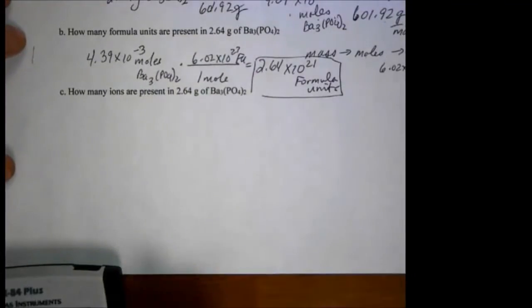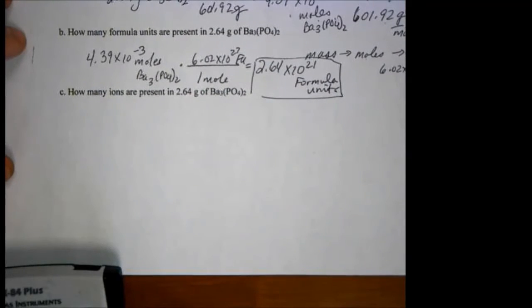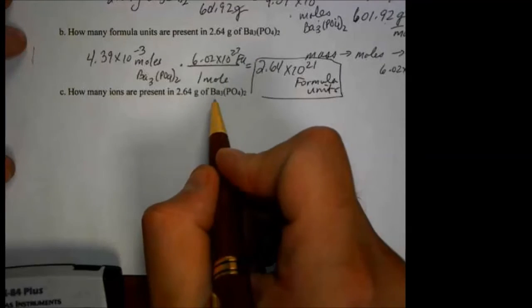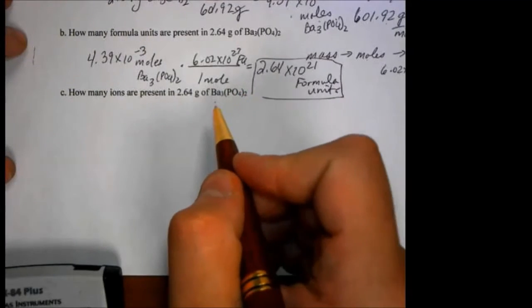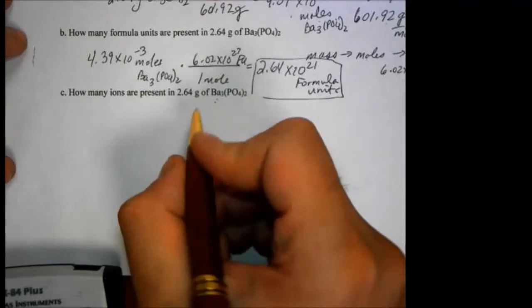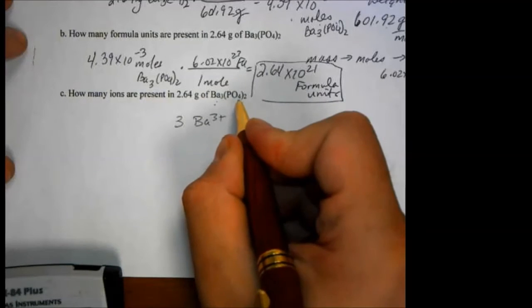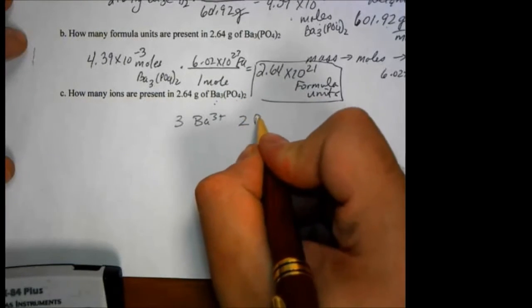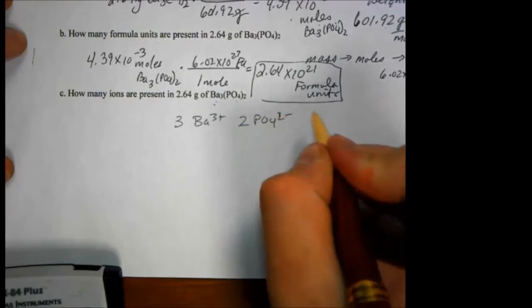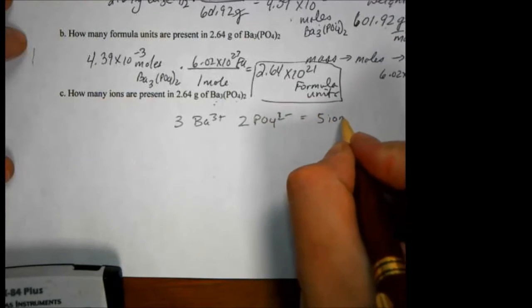Now the last one is asking us about the number of ions present in 2.64 grams of barium phosphate. So in this case, we have to count up how many ions we have. How many cations we have is 3, so we have 3 barium 3 plus. And we have 2 anions, 2 PO4 2 minus. So that's going to give us a total of 5 ions.